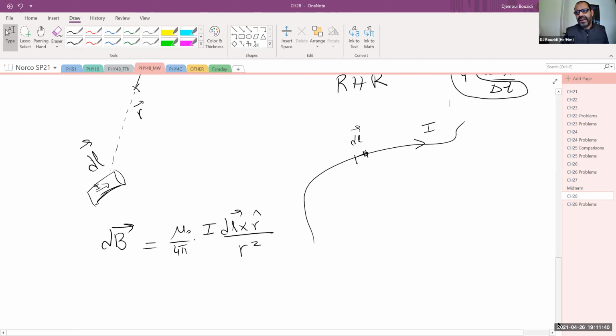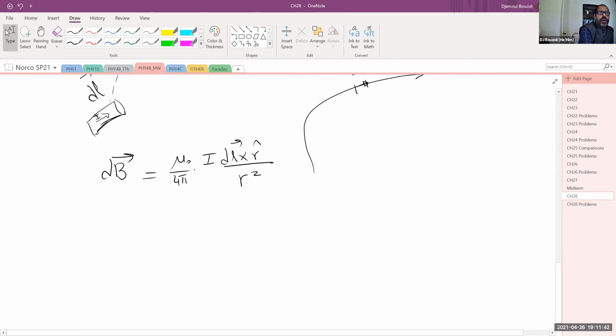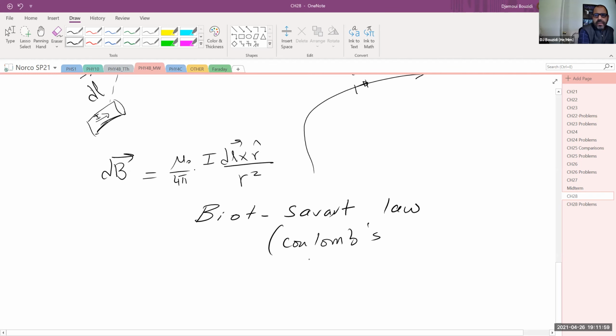So this law has a name first of all, and I'm going to talk about that mu naught because it happens in here several times. This law is due to Biot and Savart. That is what it's called. Similar, if you wish, to Coulomb's law. Not the same, similar. In terms of role, this one gives you E, this one gives you B, okay?